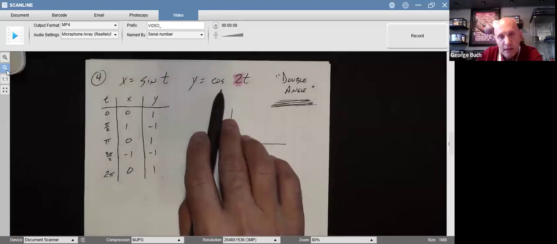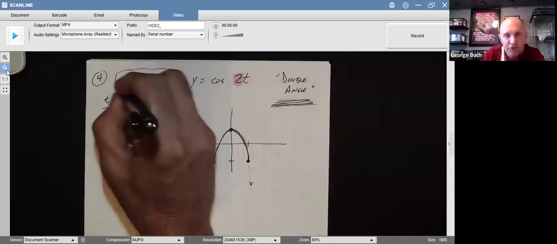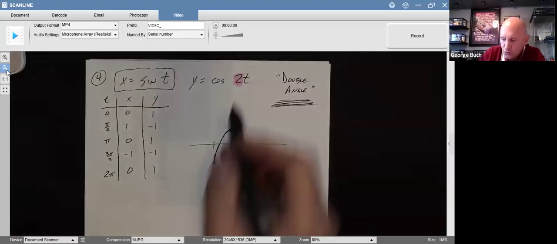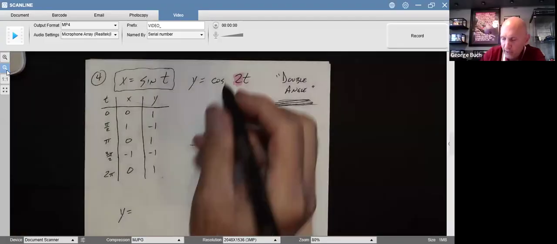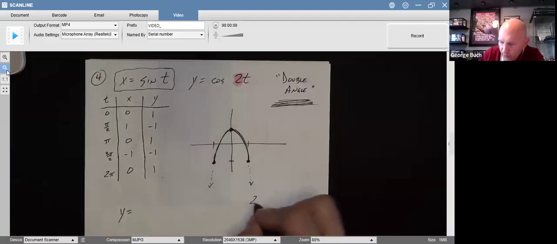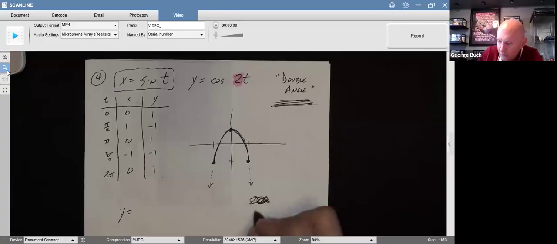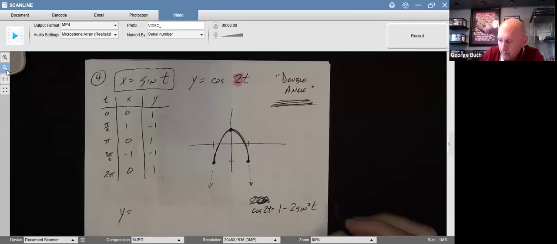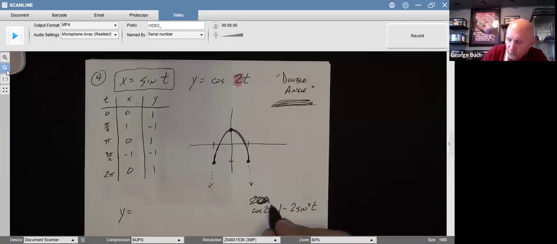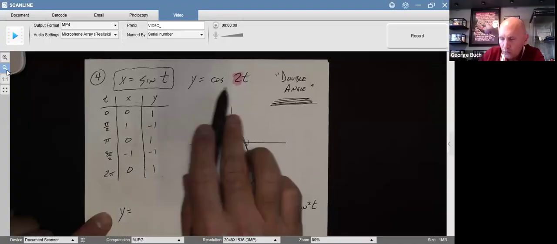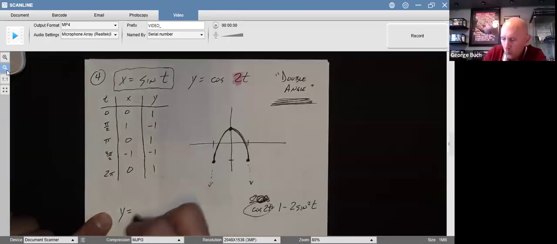And I have 3 of them, right? So which one do I want to choose? Well, my other parametric equation has sine in it. So I'm going to choose, we have cosine of 2t. One of my equations is 1 minus 2 sine squared of t. So I'm plugging this into this equation. So instead of saying y is equal to cosine of 2t, I'm going to say y is equal to 1 minus 2 sine squared of t.